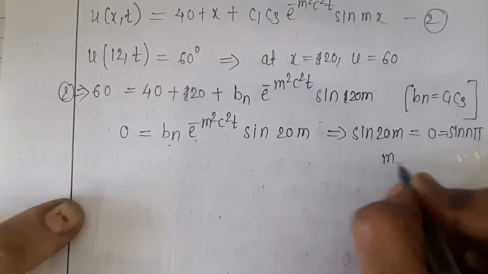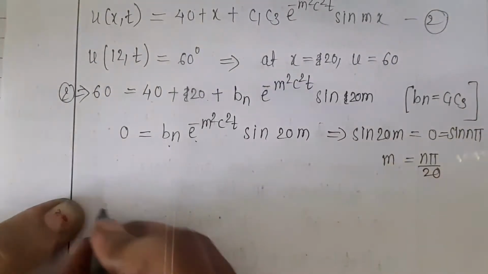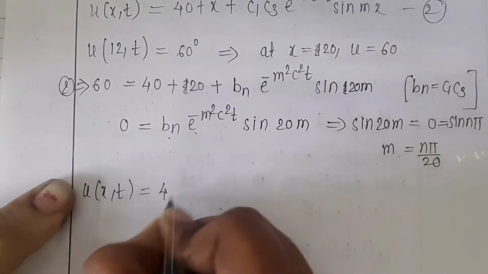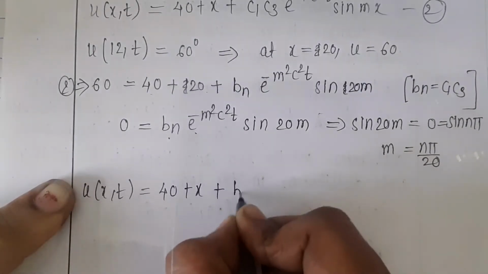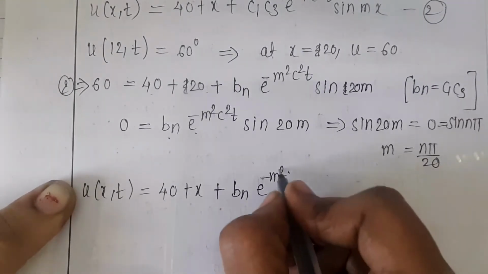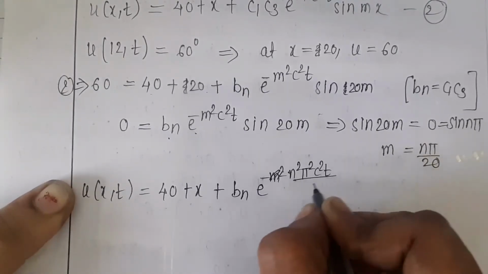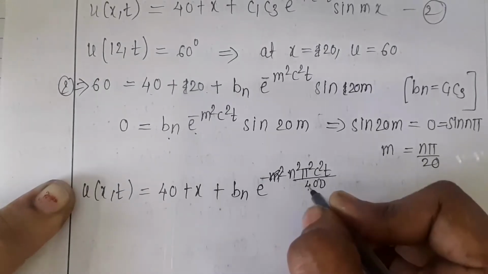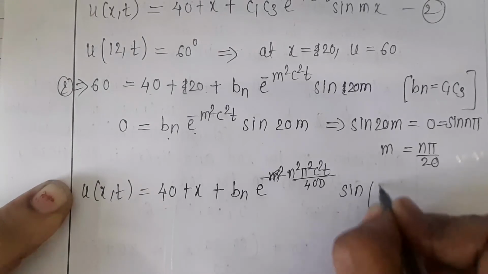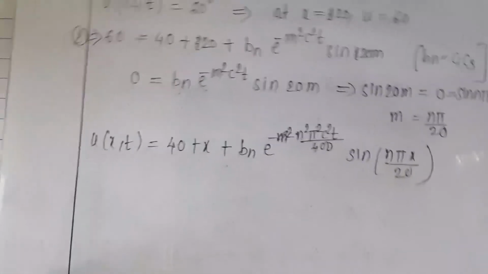So what is the value of m? m is equal to n pi by 20. So substituting in this equation number 2, u of x,t is equal to 40 plus x plus bn into e to the power minus m square, substituting the value of m here, n square pi square c square t divided by 20 square is 400, multiplied by sine of n pi x divided by 20. So this is the value of u.